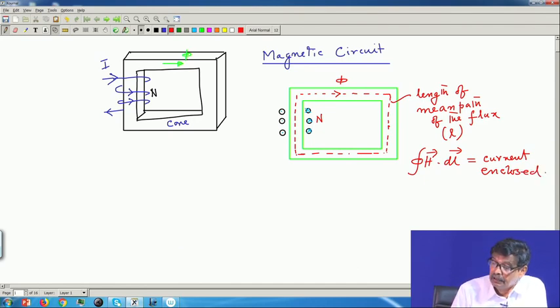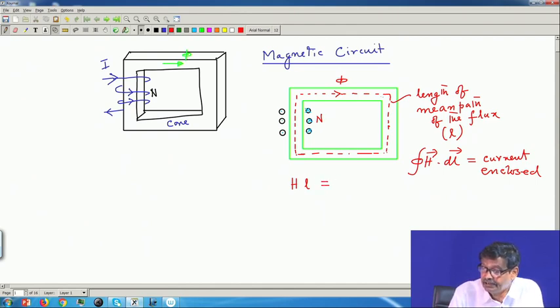But in this case, the direction of H and L are the same. Therefore, what will come out is H into L, that dot product, because as I move, the direction of H and L are the same. The direction of H, direction of B, direction of phi, they are all the same, and also the length is like that. H dot dl, meaning H into L, should be equal to the current enclosed.